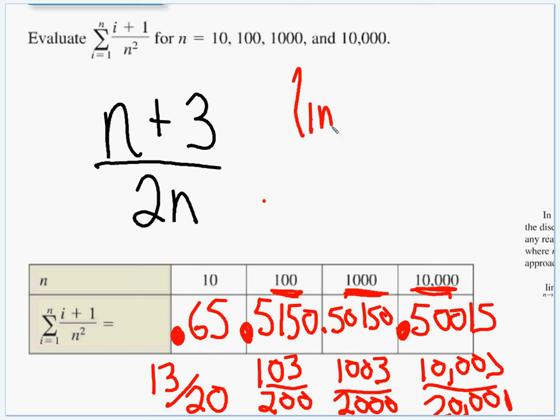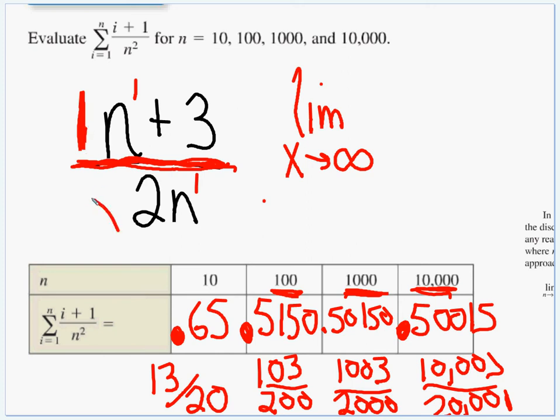Remember all the good times with limits? What about the limit as n goes to infinity? Remember, that's what I call in class the power struggle between the numerator and denominator. Which is more powerful? It's a tie, n to the first. So what is the limit? We make a fraction out of the leading coefficients, 1/2. What's 1/2 as a decimal? 0.5. That sure looks like where we were headed down in the table.